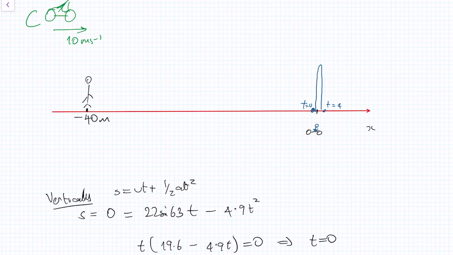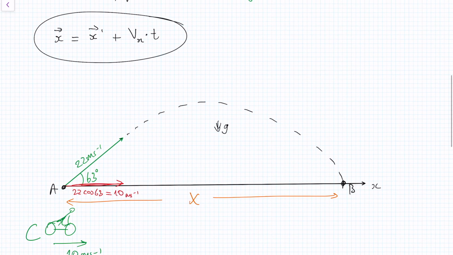Now, is this consistent with the Galilean transformation? Well, let's think about it. Let's go back to this formula here. It says x is equal to x dashed plus vxt. If we rearrange it, the position observed by the cyclist, which I'm going to call c, is equal to x minus vxt. Now, what is vx? Do you remember that this has nothing to do with the object? It is the velocity of one observer relative to the other observer.